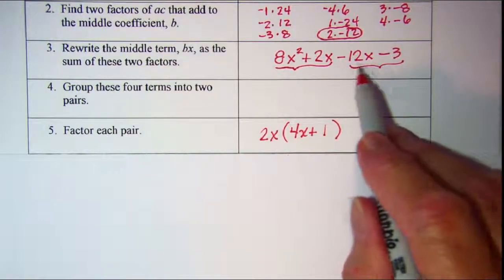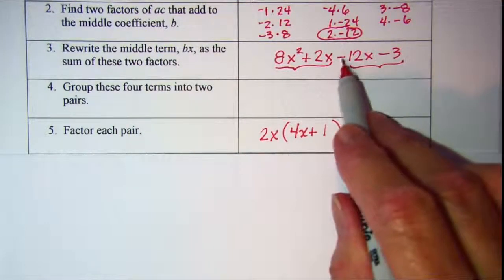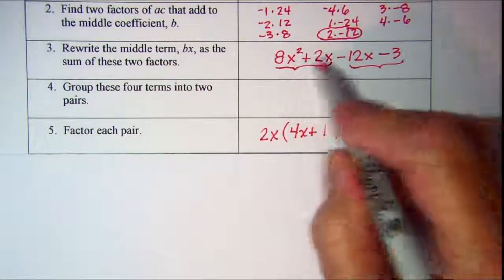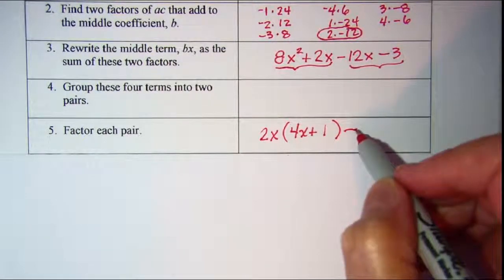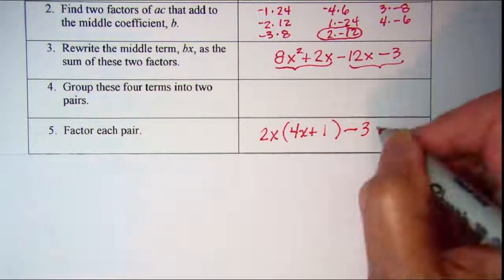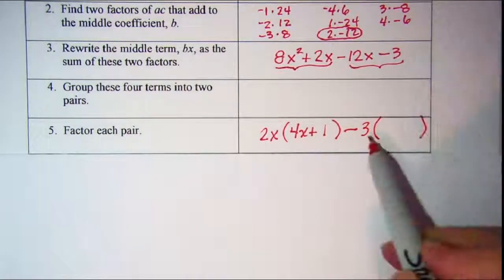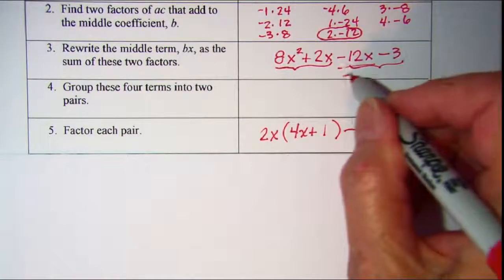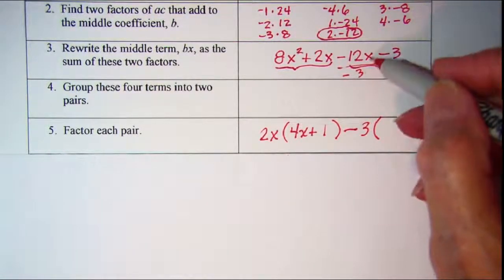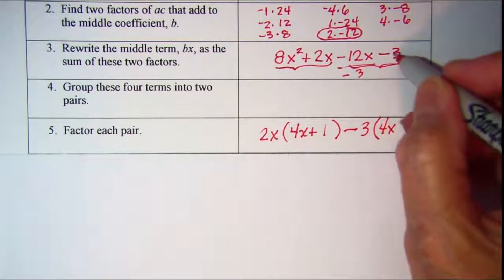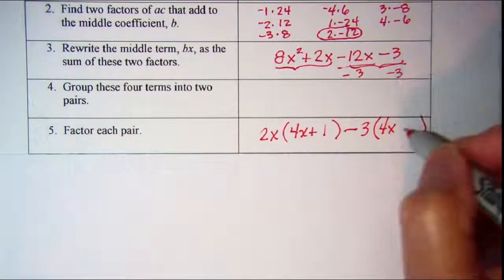Now I also need to factor this pair. Notice that I have a minus here. So I'm going to factor out a negative. Always, whenever you have a minus between your two pairs, factor a negative also. And then 3, looks like, is also a common factor in both. When I divide negative 12x by negative 3, I get a positive 4x. And when I divide a negative 3 by negative 3, I get plus 1.